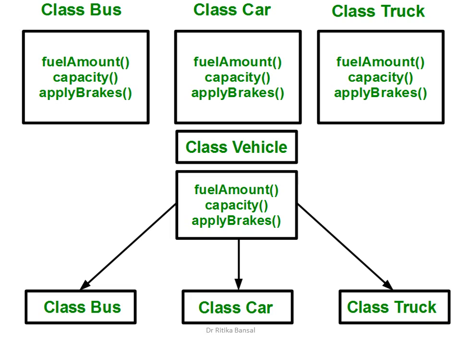See, one class vehicle is there. In that class vehicle we have commonly put the fuel amount, capacity and apply brakes functions, and an arrow goes to class bus, class car and class truck, which means we are doing reusability. We have developed it one time, and we are reusing it for car also, for truck also. We are not repeating it, we are not doing redundancy.